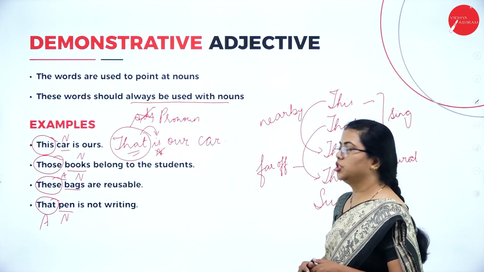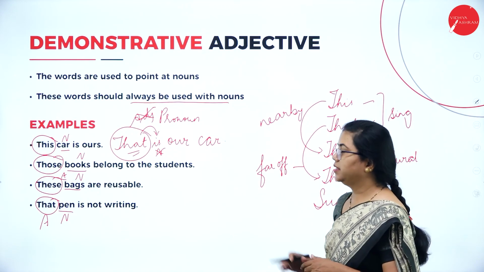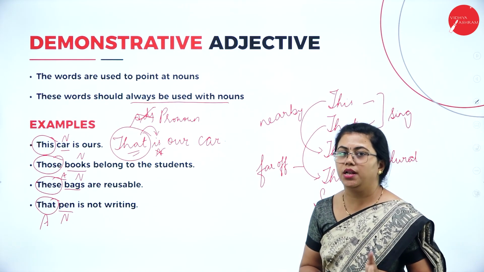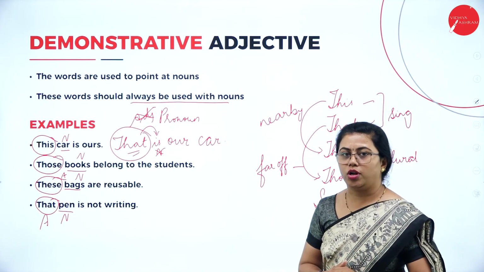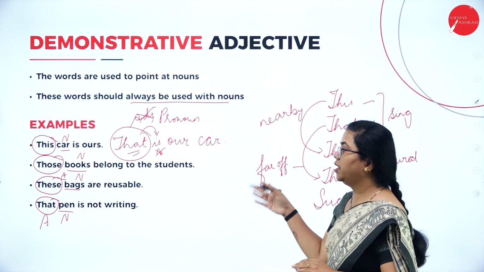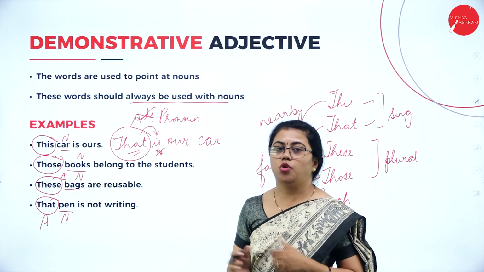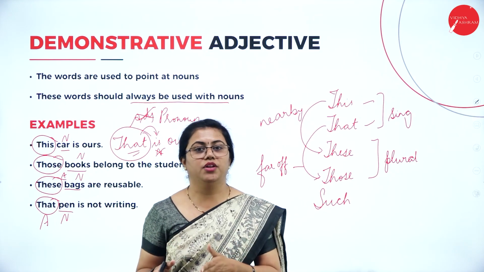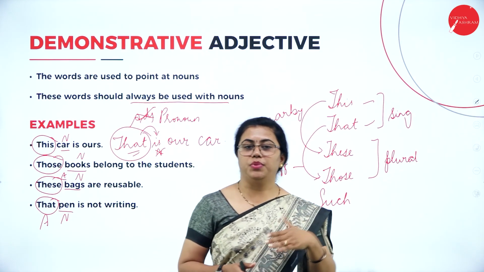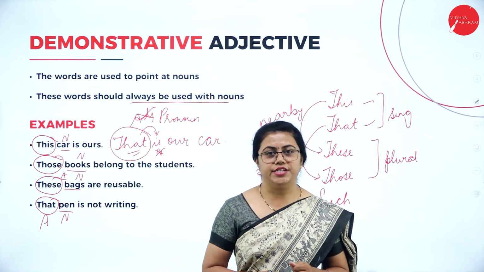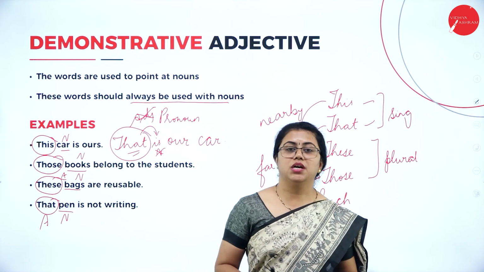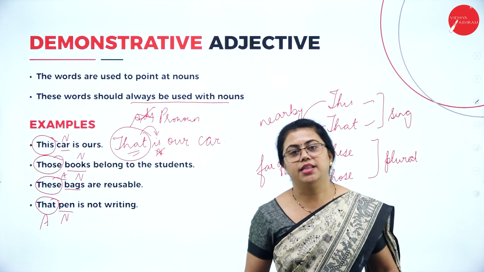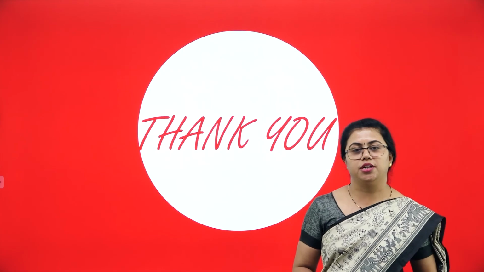Similarly here also, those books, yes, they are adjective there. But if you say, those belong to the students, then also it does not become an adjective. It becomes a pronoun only. So what word you are using after the word is what matters. After the word, if you are using a noun, then only the previous word qualifies as an adjective. So these were the 6 types of adjectives that we learnt in today's session.